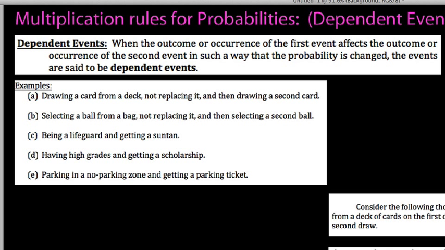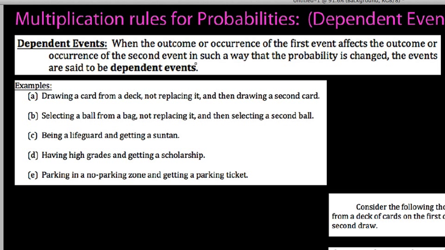We say when the outcome or the occurrence of a first event that happens in a sequence of events affects the outcome or occurrence of the second event in such a way that the probability is changed, then the events are said to be dependent events. So these are like linked events. That would be something that I do the first time that affects what happens the next time.